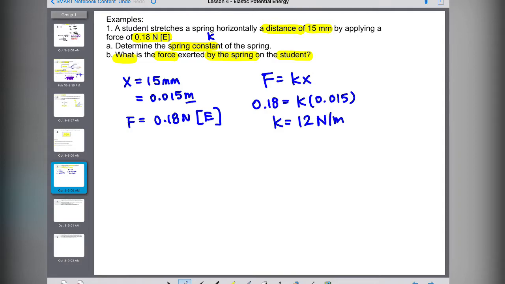Okay, so part B asks, what is the force exerted by the spring on the student? The student pulls 0.18 Newton east. So how is the spring pulling on the student? Part B is basically a third law type of question. Action reaction force. So that means the spring has to be pulling 0.18 newtons to the west on the student.